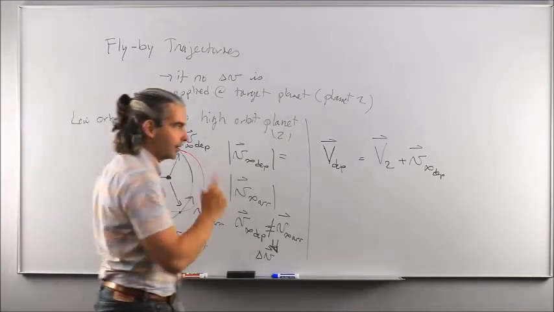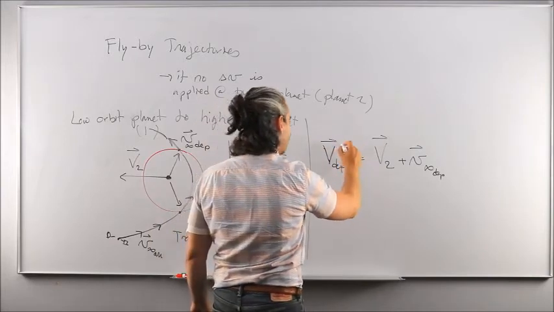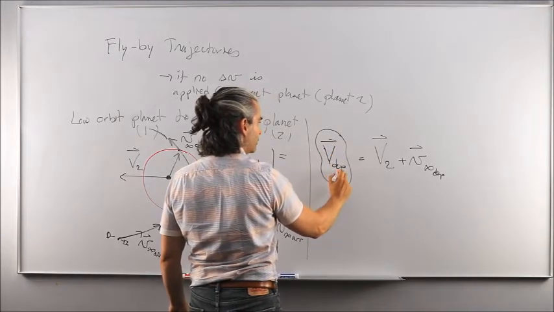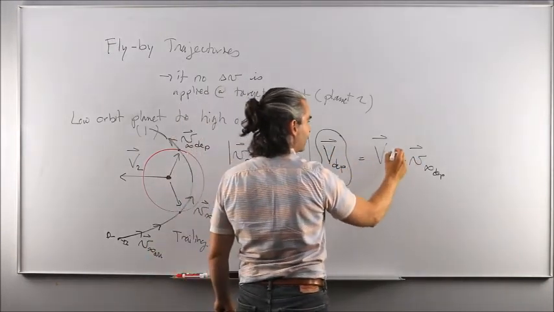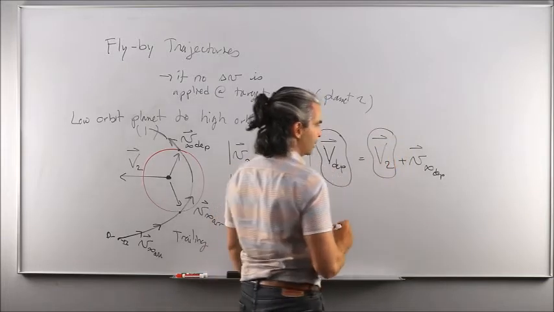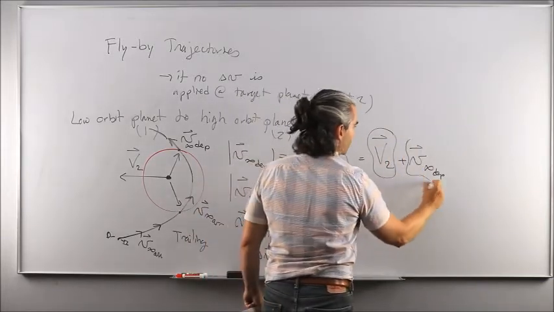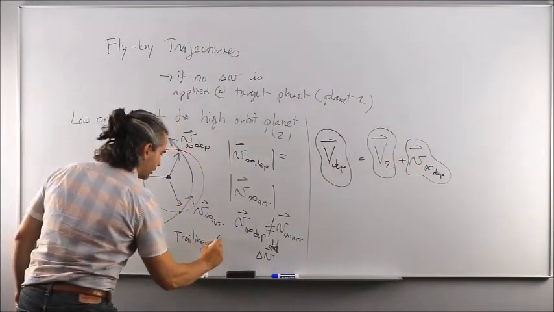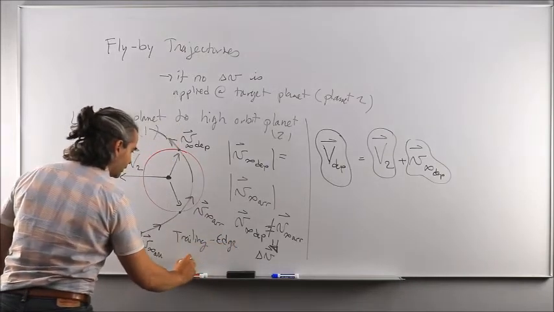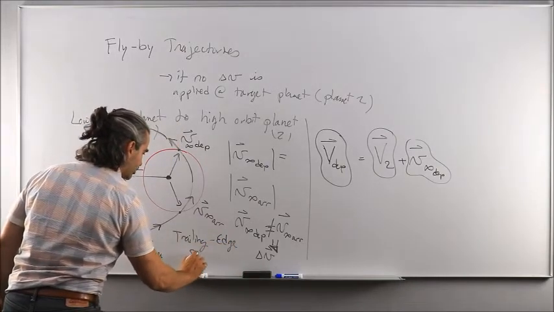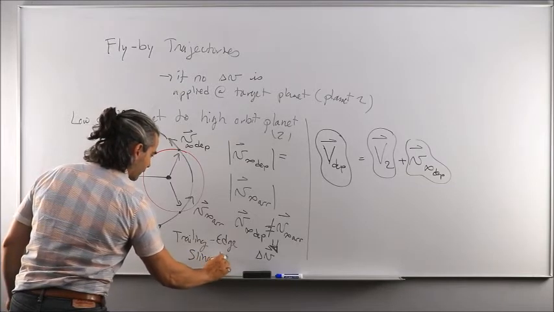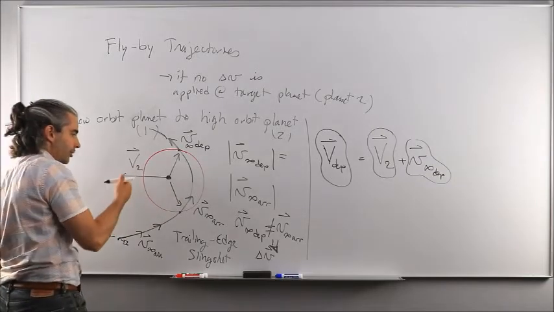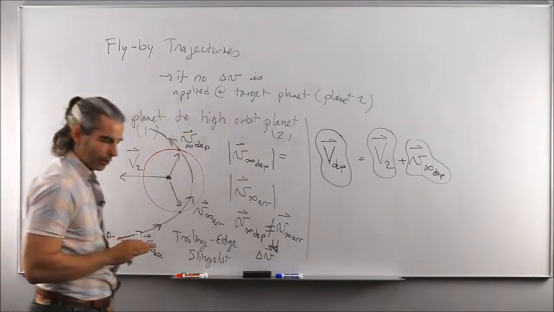It's only when you look at the sun's perspective that you're going to get a spacecraft departing the target planet number 2 with a velocity which is higher than the target planet speed along the sun. By how much? Well, by this much. Okay? This is known as trailing edge trajectory, or commonly referred to as a slingshot maneuver, because you are essentially using the planet's energy to boost yourself up into a higher orbit.